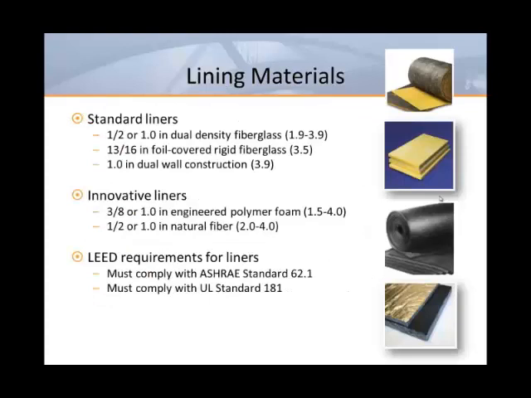There are many terminal unit lining options available from manufacturers. Traditional or standard lining materials usually involve fiberglass products. All manufacturers offer half-inch and 1-inch dual-density fiberglass. This material has an R value of 1.9 or 3.9 in the most common thicknesses.